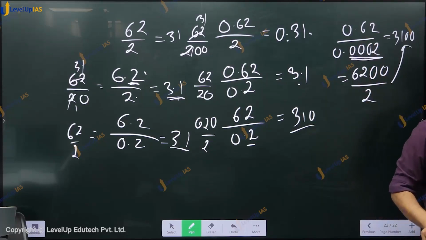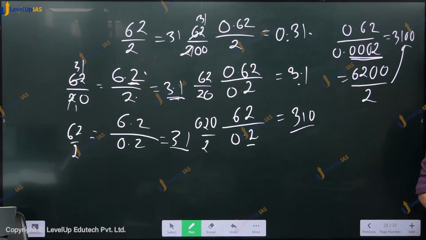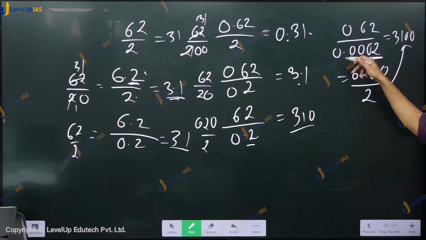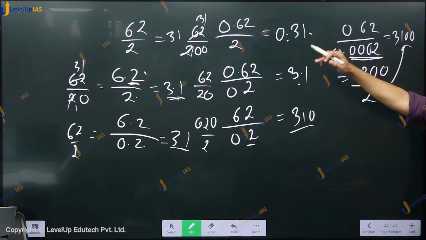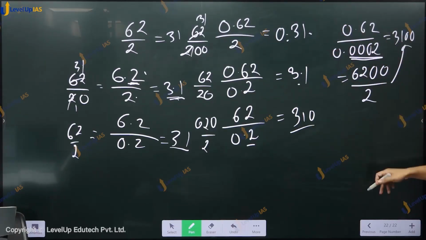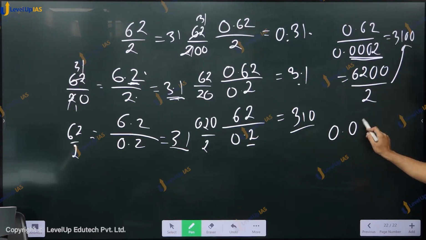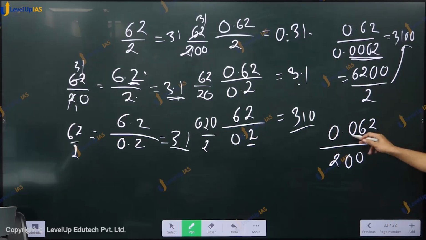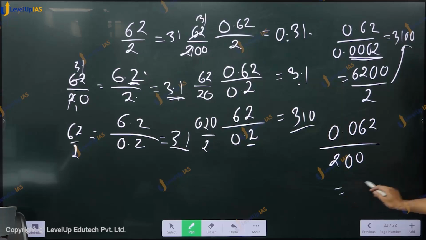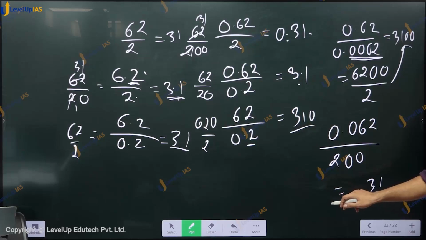Here we have 2 in the numerator, 4 in the denominator. Sorry, 2 minus 4 is minus 2. So you have to add 2 zeros. 31 is the initial value, but now you have to add 2 zeros. Here, let us take one more example. If we have 0.062 divided by 200, here you have 3 digits after decimal, here you have 0. So the answer 31 is there, and 3 minus 0 is 3. So decimal after 3 digits. 1, 2, 3.